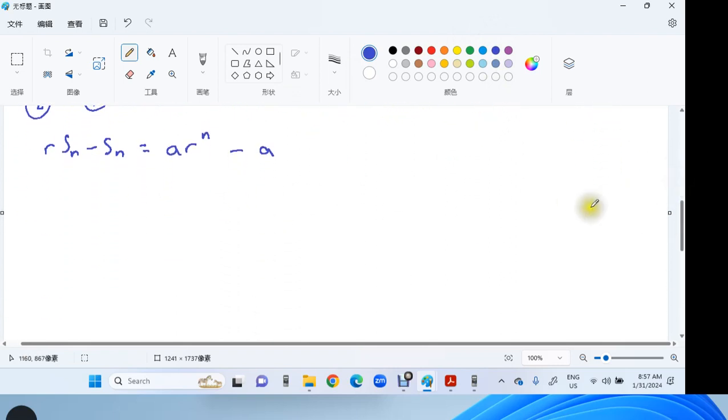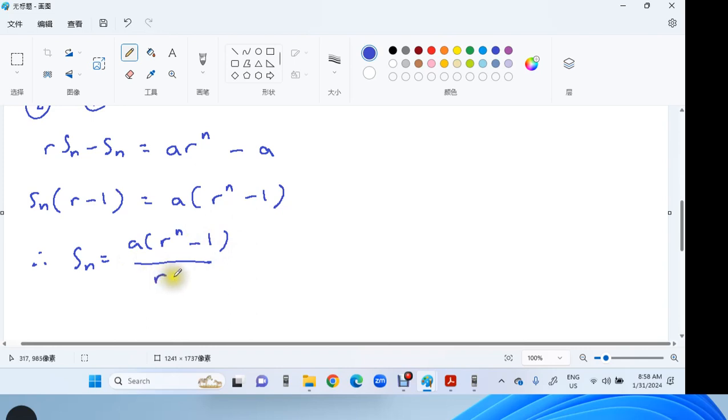Then we can factorize the Sn on the left. We have Sn times r minus 1. We factorize the a on the right, a times r to the power n minus 1. So from here, we have Sn equals a(r to the power n minus 1) divided by r minus 1.